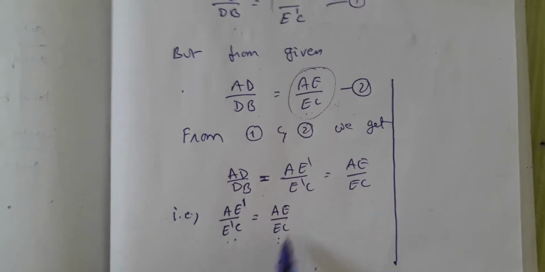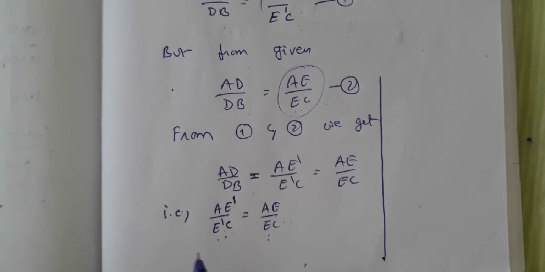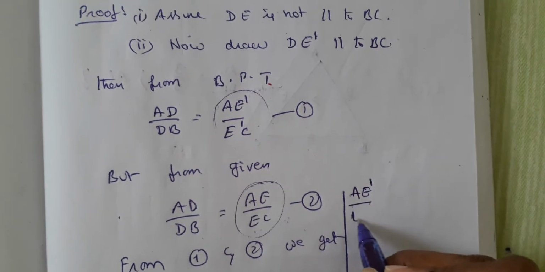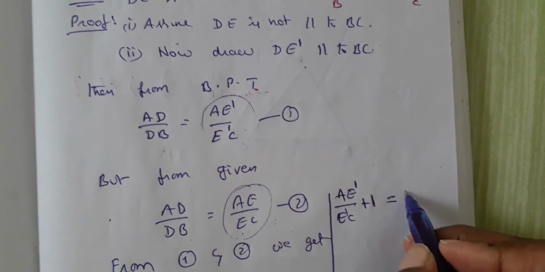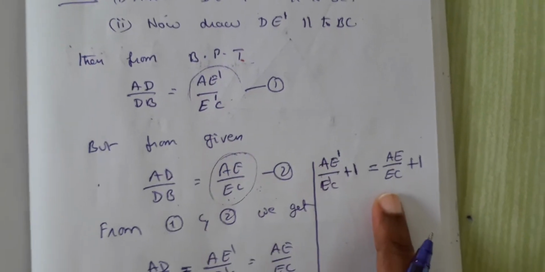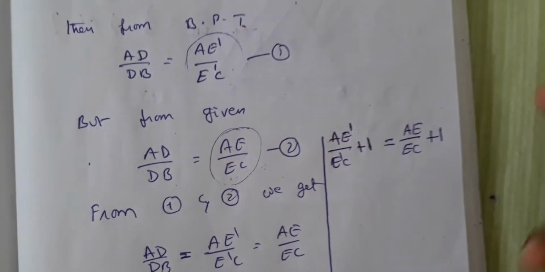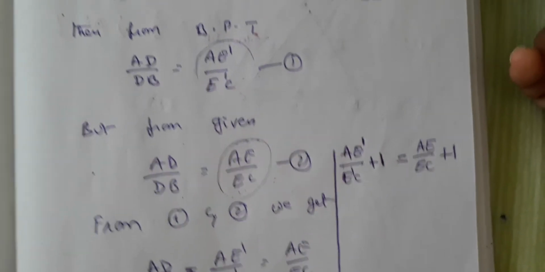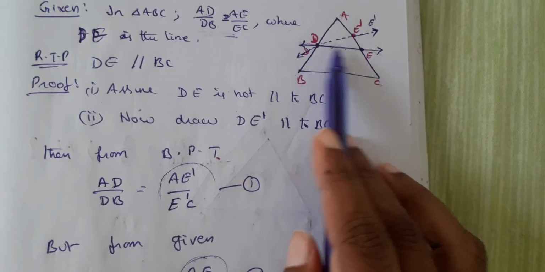Okay, so for obtaining that result, let us add 1 on both sides of the equation. So let me write it as AE' by E'C plus 1. Right, on LHS you are adding 1, as well as on RHS you are adding 1. So children, why are we doing this? We are doing this because we wanted to prove that E'C is equal to EC. That means E' and E are coincident. So we have to prove that E' and E coincide so that DE' is equal to DE, right?